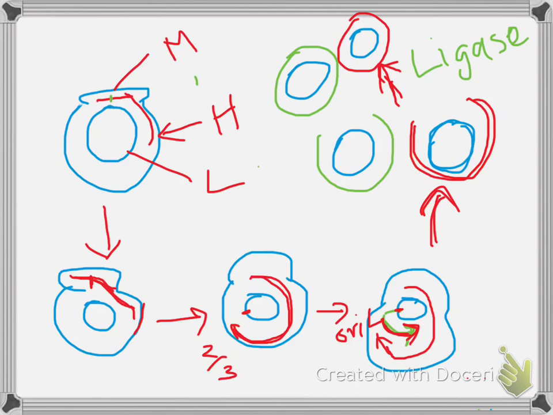So in chloroplast and mitochondria, this type of replication occurs. D-loop type of replication occurs. This is the mechanism of D-loop replication. This is all about D-loop replication.